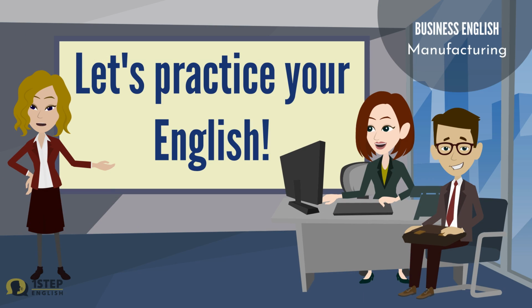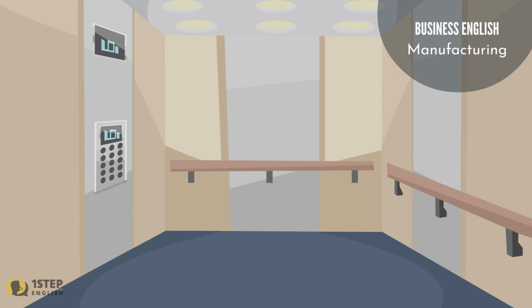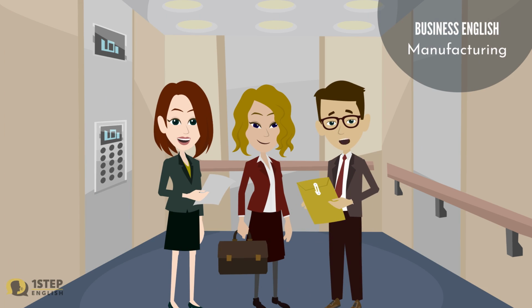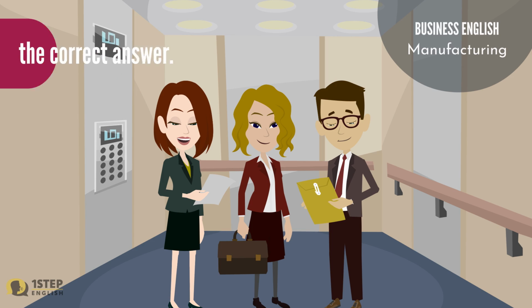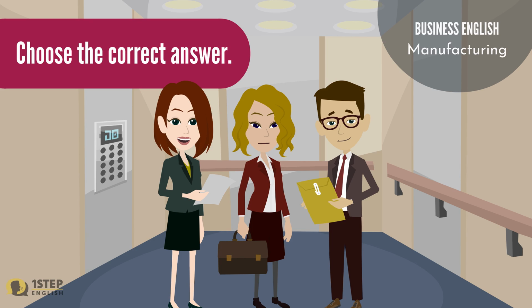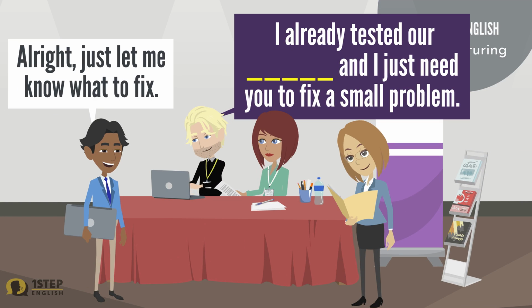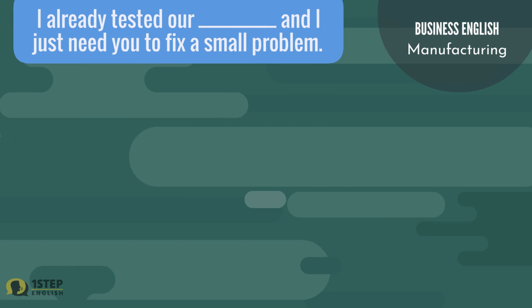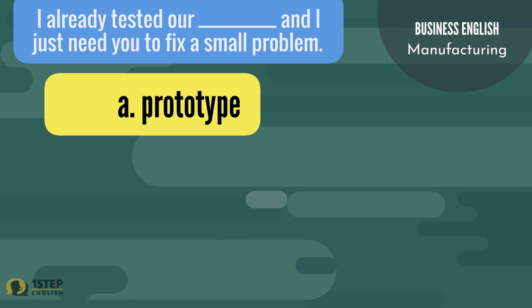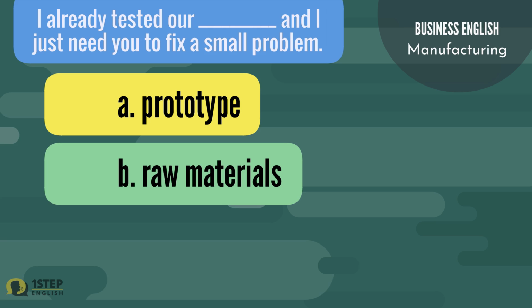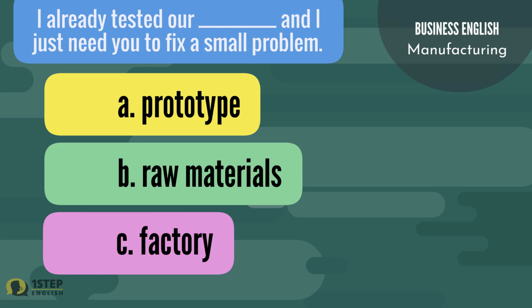Let's practice your English. Ready your pen and paper, then try to answer the exercise. Choose the correct answer. I already tested our, and I just need you to fix a small problem. Letter A. Prototype. Letter B. Raw materials. Letter C. Factory.